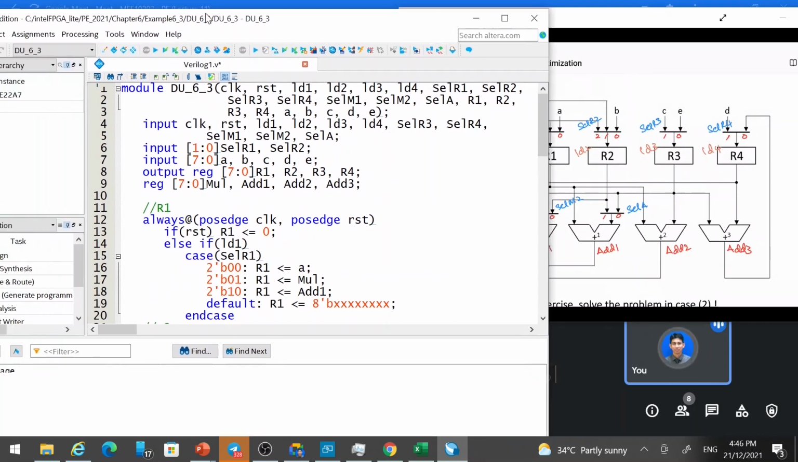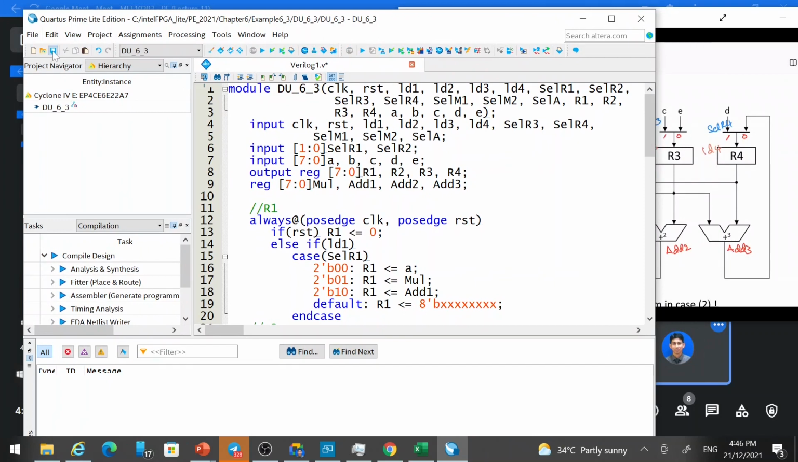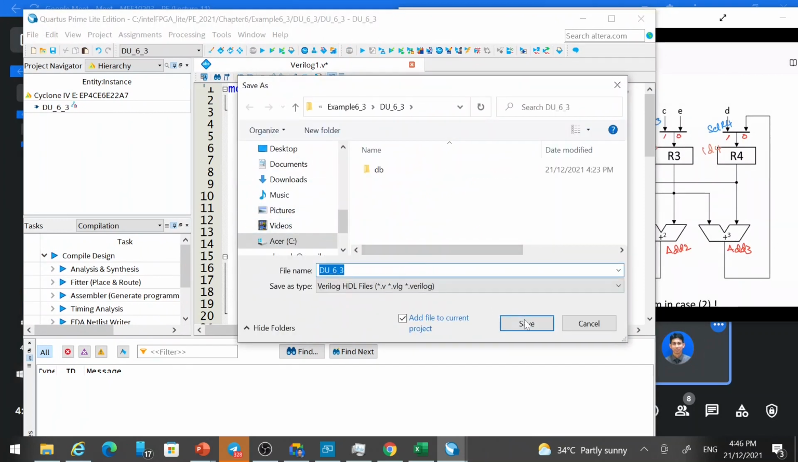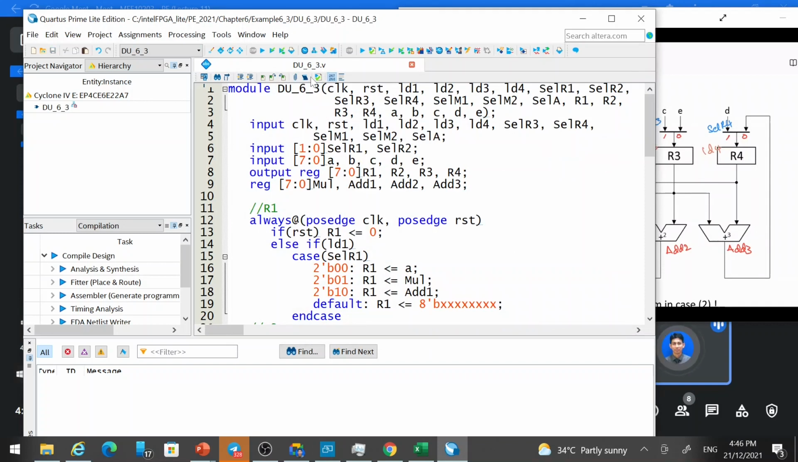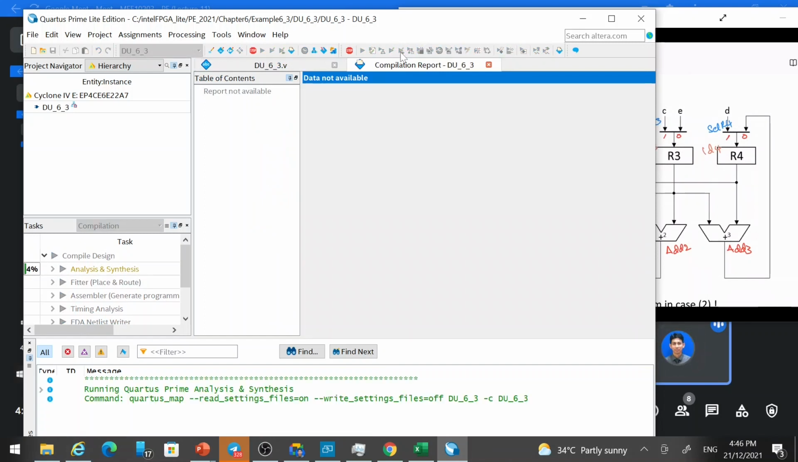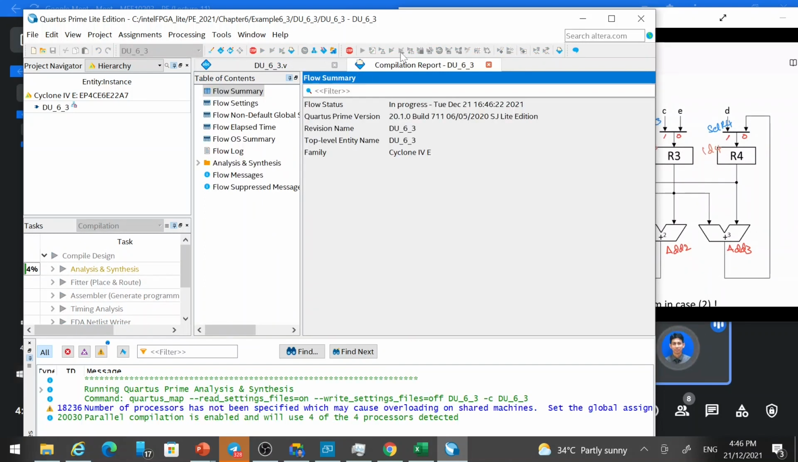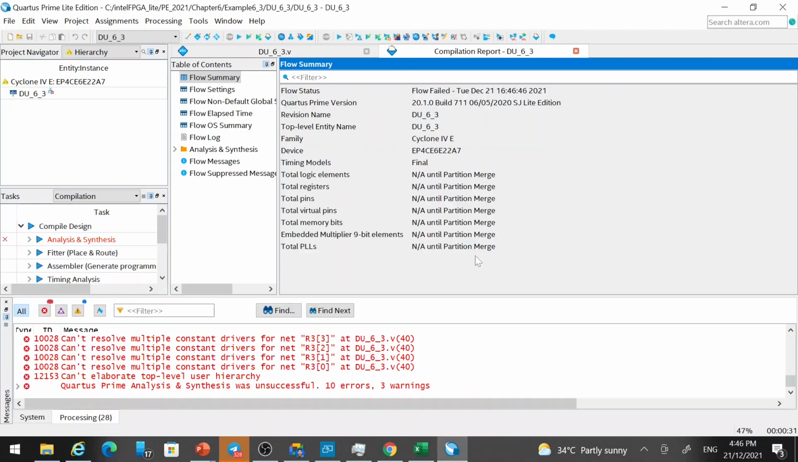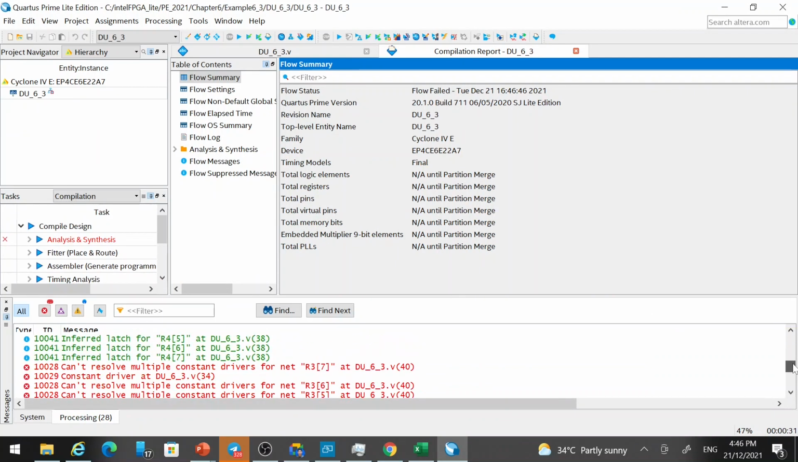So now we need to save this and try to synthesize and see whether we have any syntax error or not. If we have, then we need to check what the error is. So yes, we have 10 errors, and let's look at the errors and try to learn from this.